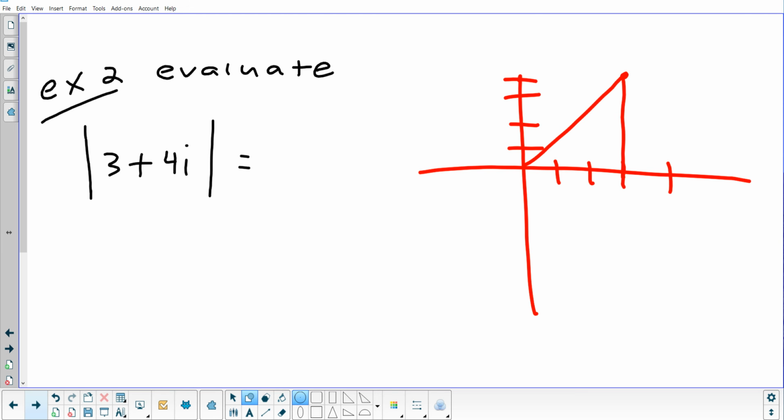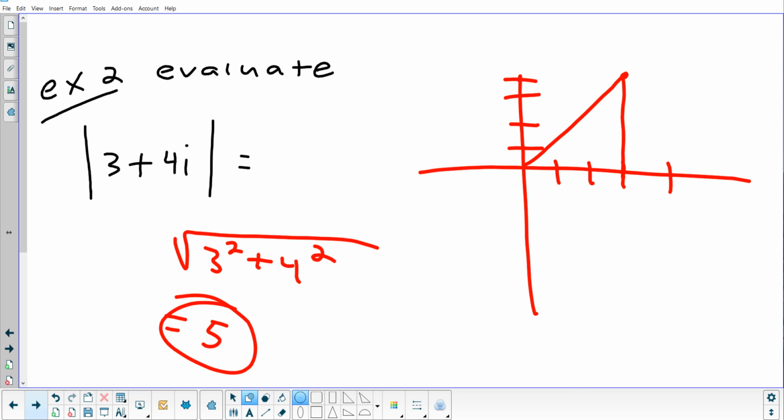Eli? It would be the square root of 3 squared plus 4 squared. Yeah. 3 squared plus 4 squared. And what's the square root of 3 squared plus 4 squared? Yeah. 5.